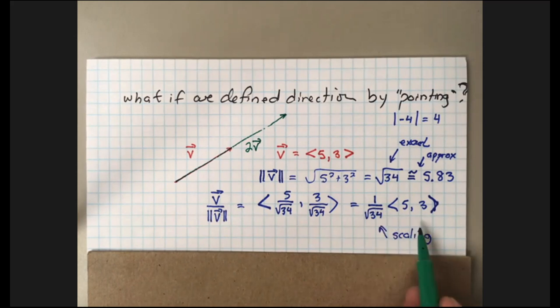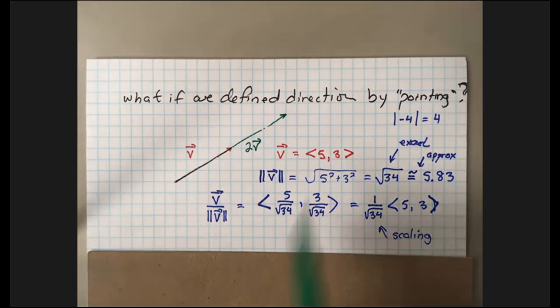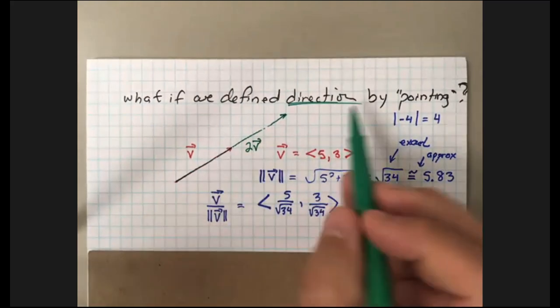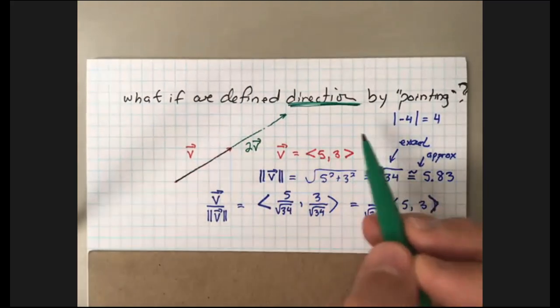If I multiply by a negative number, I'll be turning the vector backwards. I'll be going in the opposite direction. But there I go again. I'm using that word, direction. Same direction, opposite direction. But I haven't said what direction it is yet.